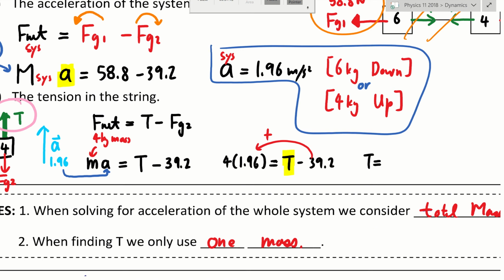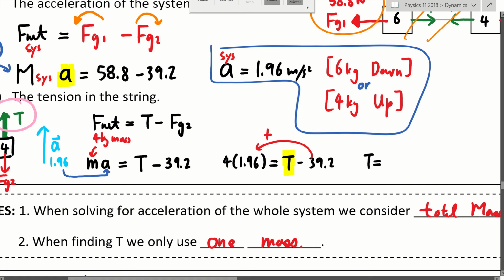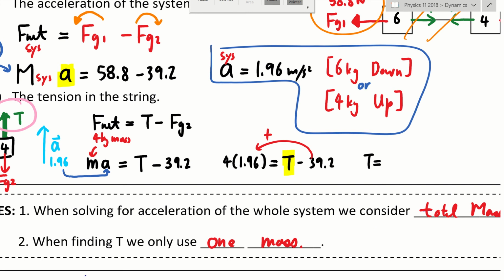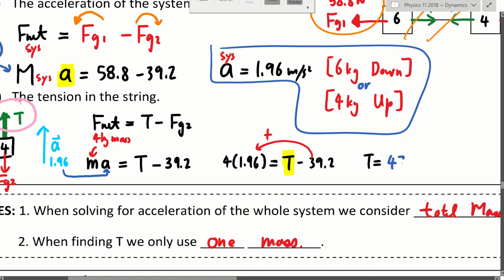So this is net force 1.96. So 1.96 multiplied by 4, and then plus 39.2 is 47 Newton. Okay, so 47 Newton, and we are done. Okay, so 47 Newton.